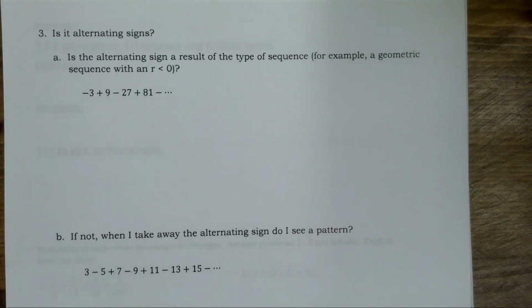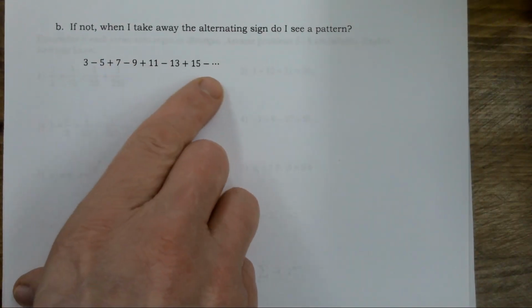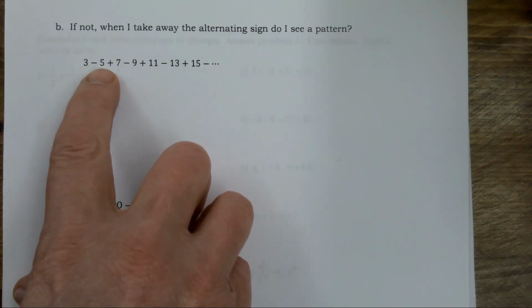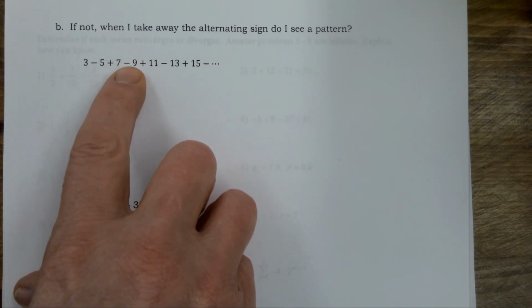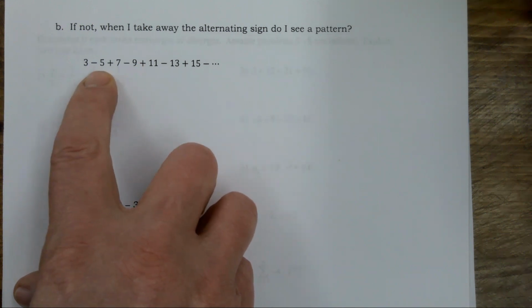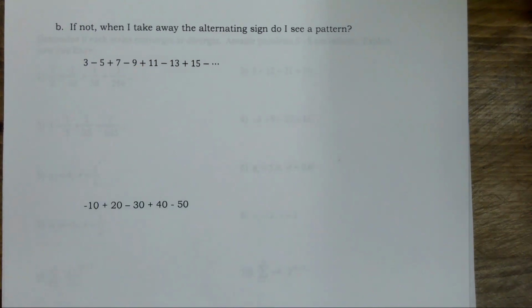So alternating signs happen. And sometimes an alternating sign happens just because it's geometric and we're multiplying by a negative. But other times alternating signs happen and the pattern is not geometric. There's nothing I can multiply by 3 to get 5 and the same number to get 7 and the same number to get 9. In fact, if I look closely at the second one, it's an arithmetic pattern if I look at the absolute values. It's just that the sign is alternating.